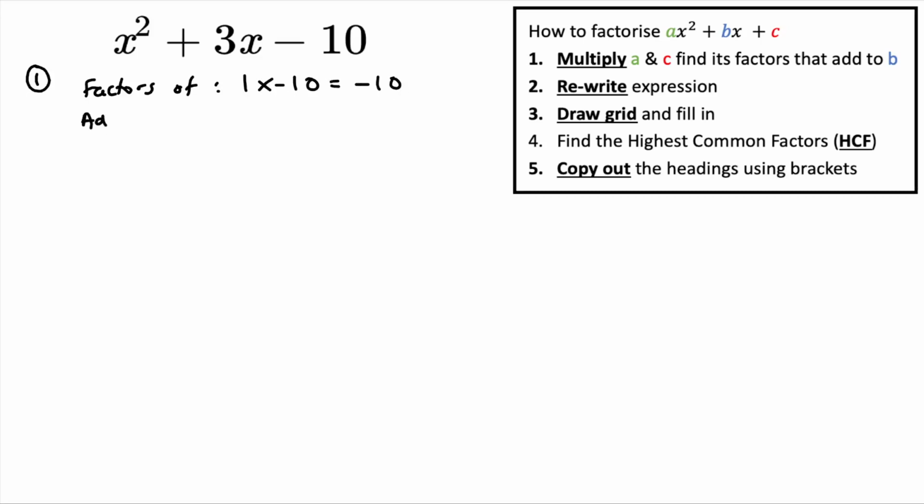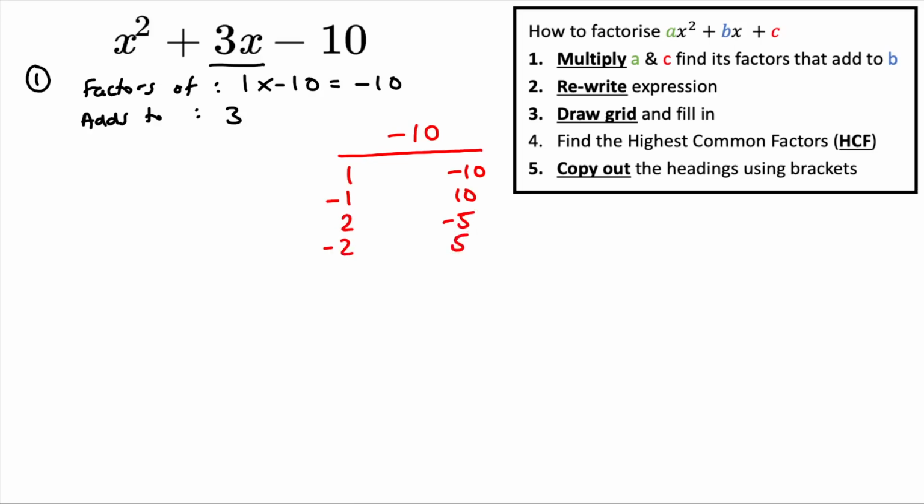That adds, and we're going to look for ones that add to 3. Okay, so we're looking for factors of negative 10 that add to 3. Let's work this out. So negative 10 is going to be 1 and negative 10, but also negative 1 and 10, then 2 and 5, 2 and negative 5, sorry.